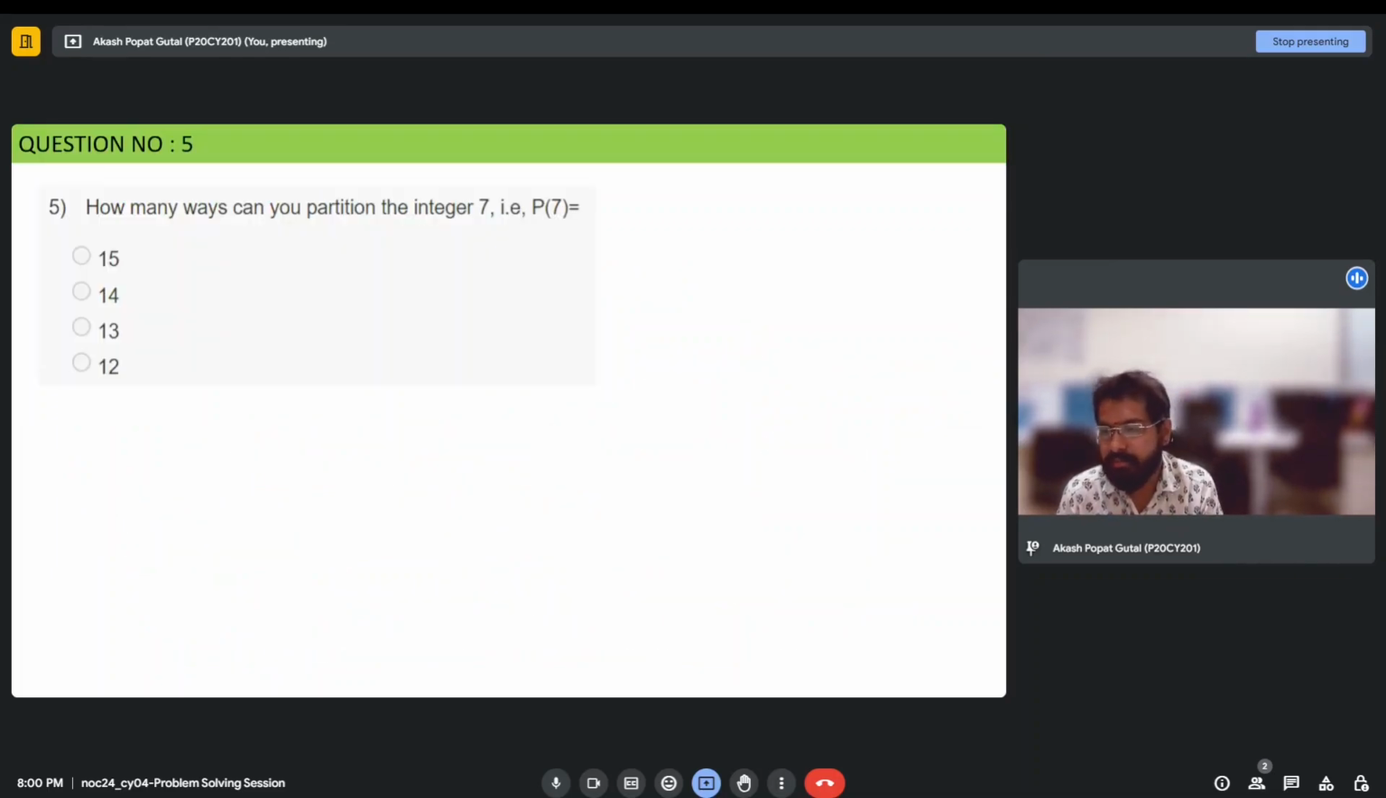So the fifth question is, how many ways can you partition the integer 7, that is P7? You need to find out how many ways you can partition the integer number 7. Please try it. I'm giving you 3 to 4 minutes. Please try and work it out by yourself.